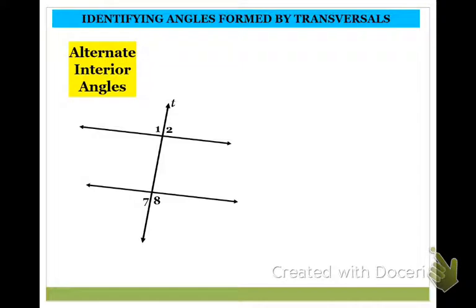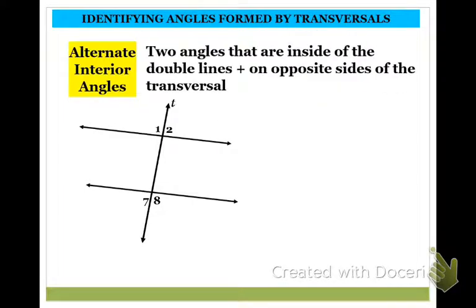All right, now we're going to do alternate interior. It has the same exact definition, except for what do you think is different? It's inside of the double lines. So they're inside the double lines and opposite of the transversal. So that's in the top right box. So inside the double lines and on opposite sides of the transversal.